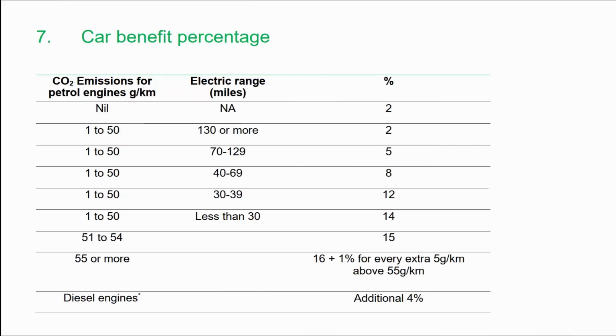So here they are in section 7 of the reference materials, the car benefit percentage. The question's asking us what is the scale charge, so we need to know what is this percentage on the right hand side of the table. To be able to do that, we need to identify what are the carbon dioxide emissions for the petrol engines, but also if there may be some sort of hybrid, what is the electric range of the car. Notice that for diesel engines, there is an additional 4%, so we need to look out for that as well.